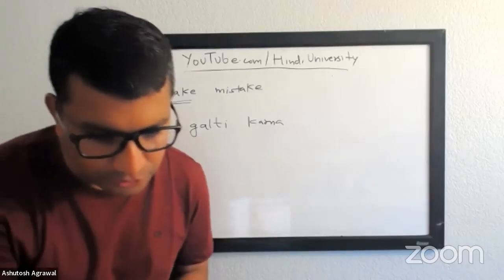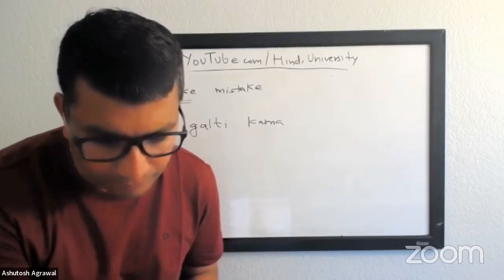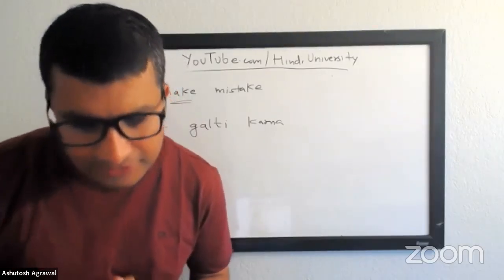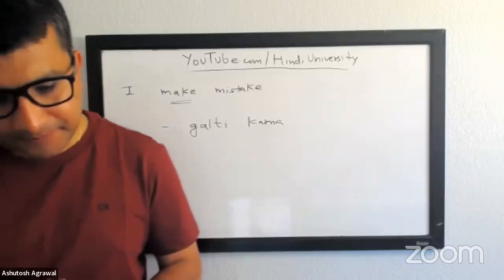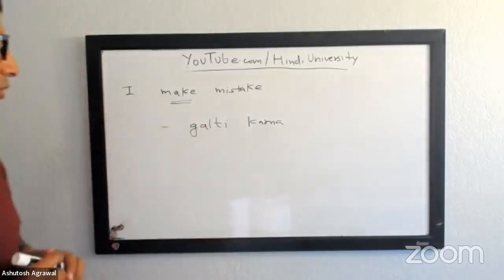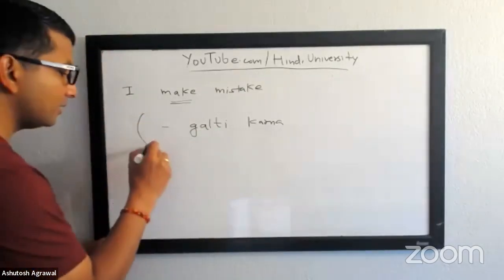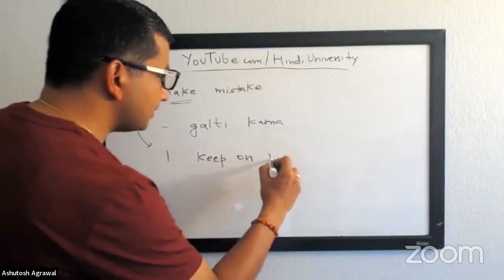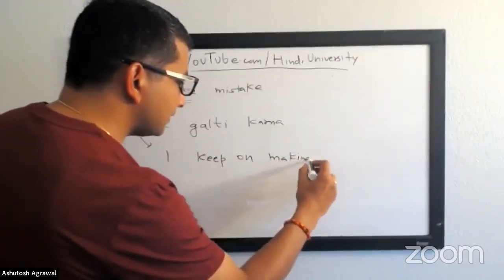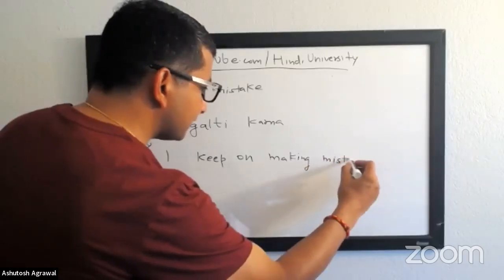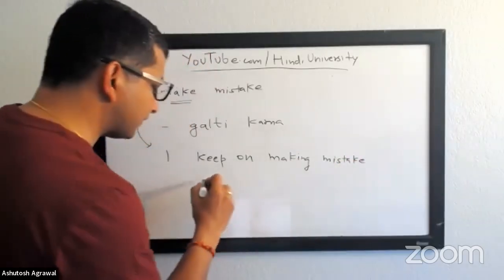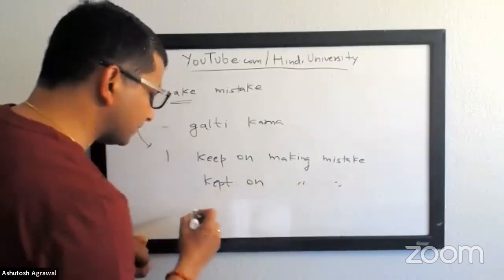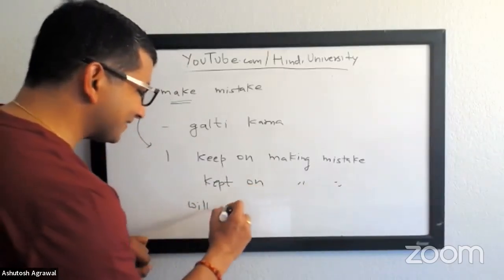You can use the Zoom chat or Facebook chat if you're watching from Facebook. Okay, Rita ji, awesome. And then you can write down the corresponding one, which is like, I keep on making mistakes, and then after that I kept on making mistakes, or then I will keep on, this one, right?